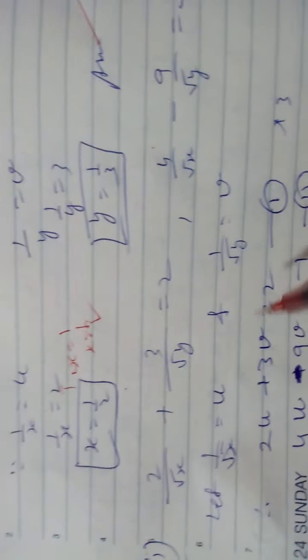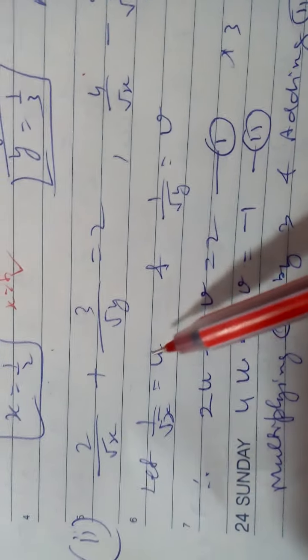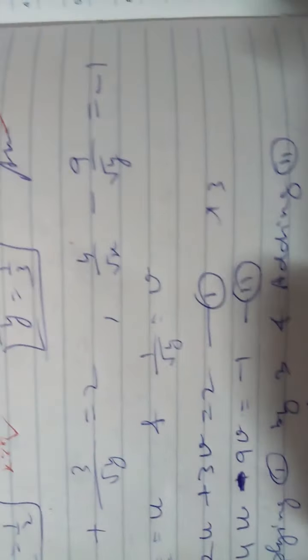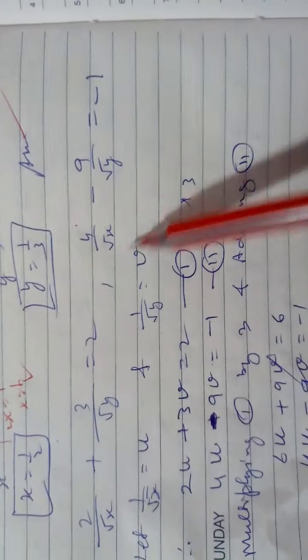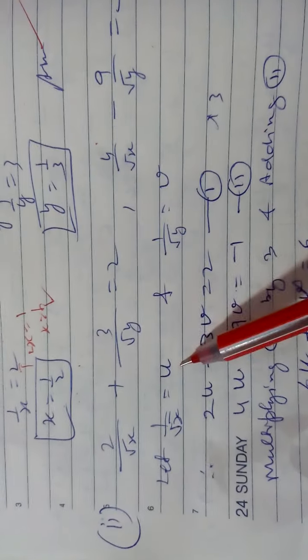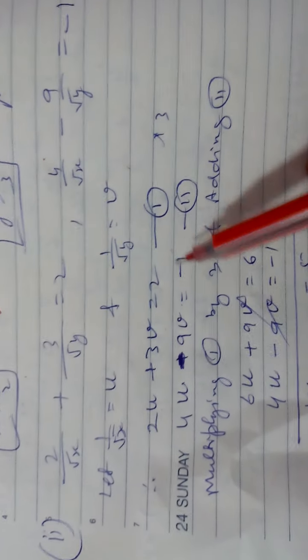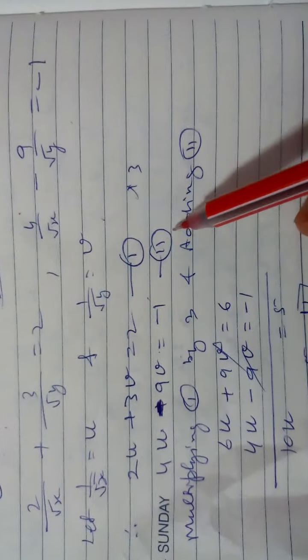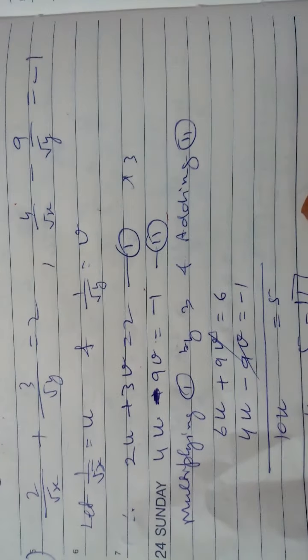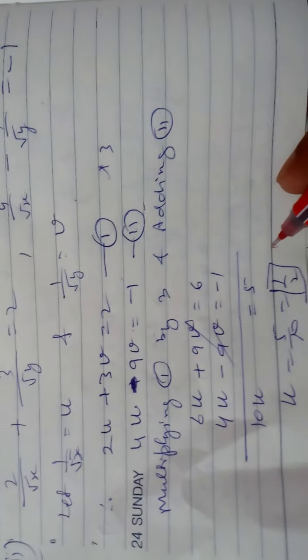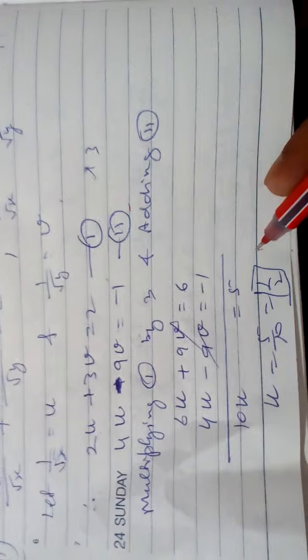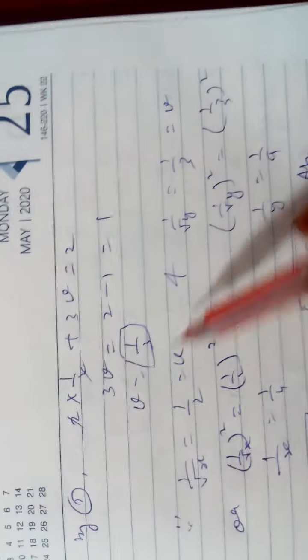The second part of your book is given in the root form. Very simple. In the root form again, both the denominators are the same. So directly you can get, let 1 upon root x be u and 1 upon root y be v, then 2u plus 3v equal to 2, 4u minus 9v is equal to minus 1. Solve it, getting u equal to half by the elimination method. V is equal to 1 by 3.